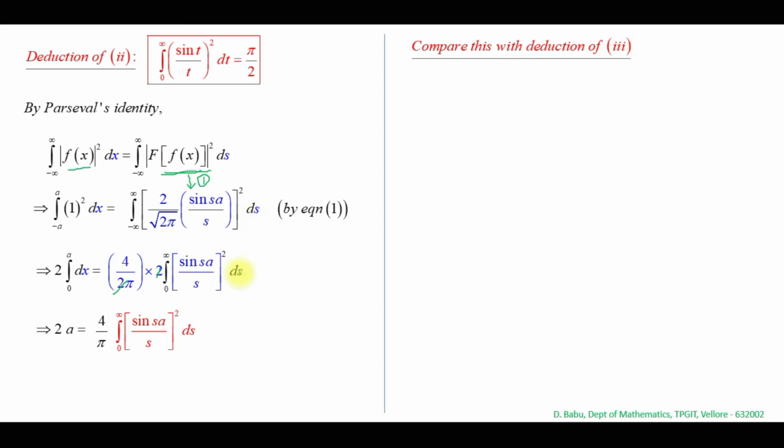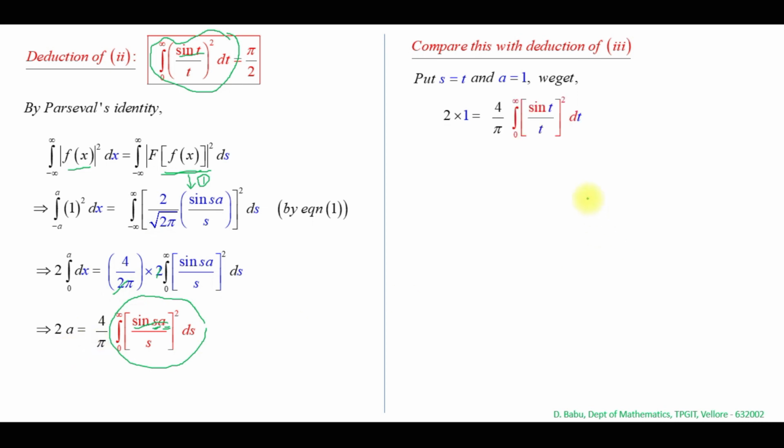Compare this with deduction 2, that is, this red one with this red one. The numerator is sin t, and here the numerator is sin sa. Therefore, substitute s equal to t and a equal to 1. So we get 2 into 1 equal to 4 by pi integration 0 to infinity sin t by t whole square into dt. So this implies 2 pi divided by 4, that is pi by 2, equals 0 to infinity sin t by t whole square dt. So this proves 2, hence proved.